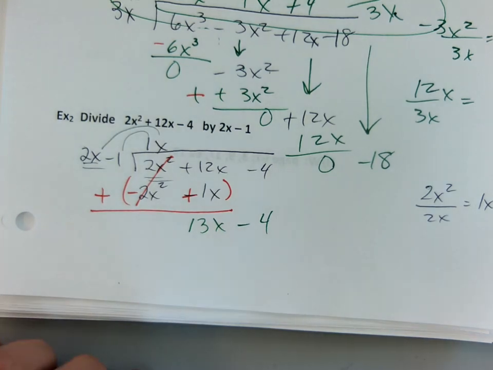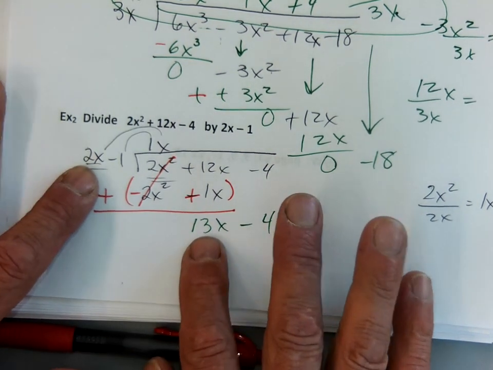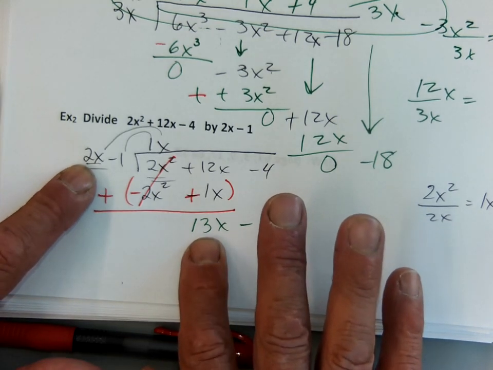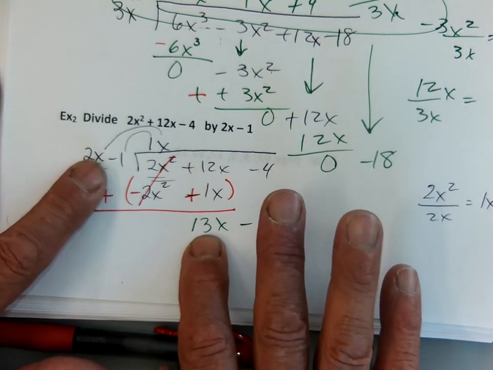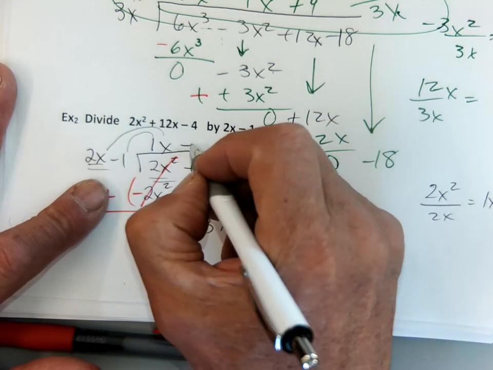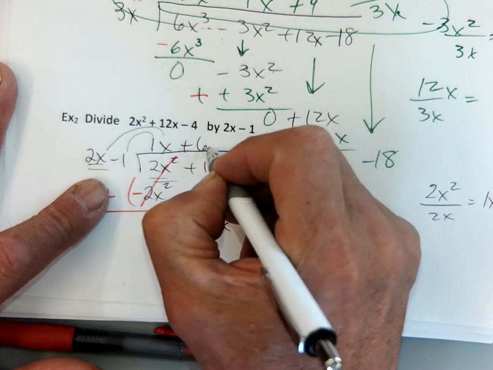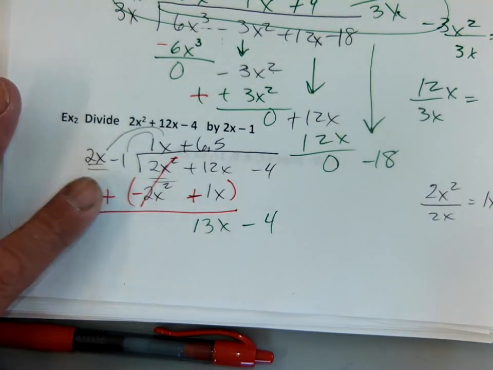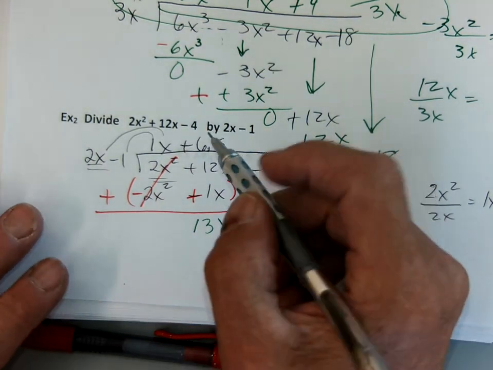Can we divide again? Sure. 2 goes into 13, I think 6.5 times, right? 2 goes into 13, 6.5 times. So I'm going to have a positive 6.5, and I'll multiply.